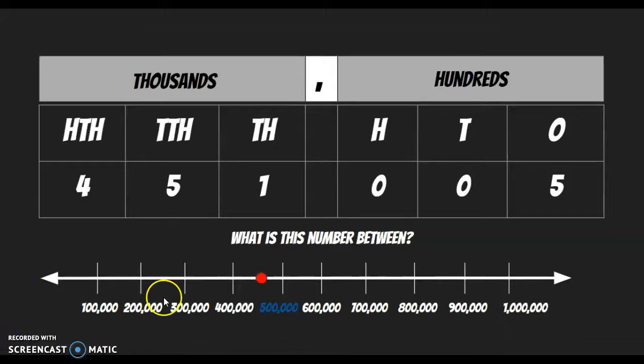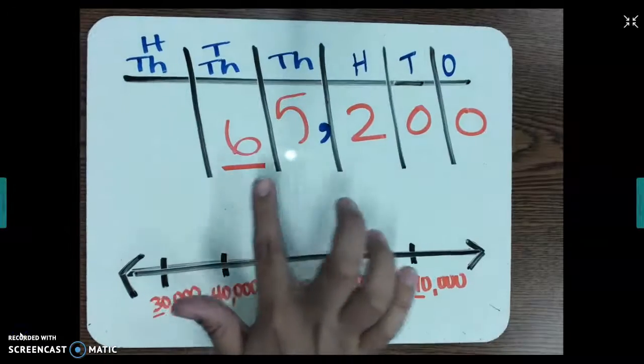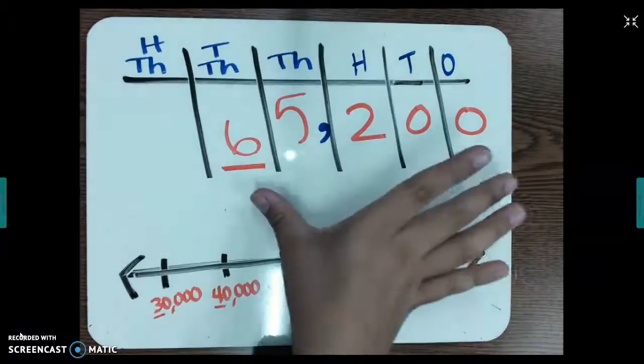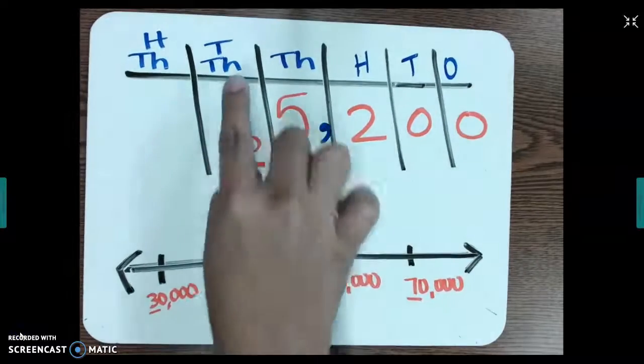So when I plot my dot, I know it's going to go somewhere in between these two numbers, 400,000 and 500,000, because my number is just a little bit larger than 400,000, but not larger than 500,000. So I'm going to show you a couple examples, and I'm going to put my dot just like this on my examples. First, I want to put my numbers in my place value chart so I can see what my largest place value is.